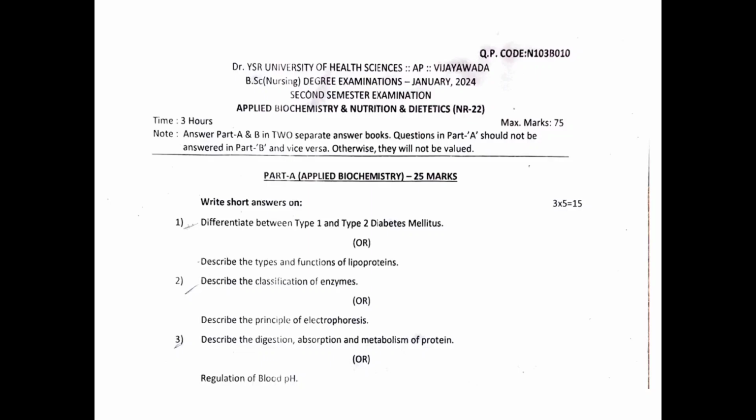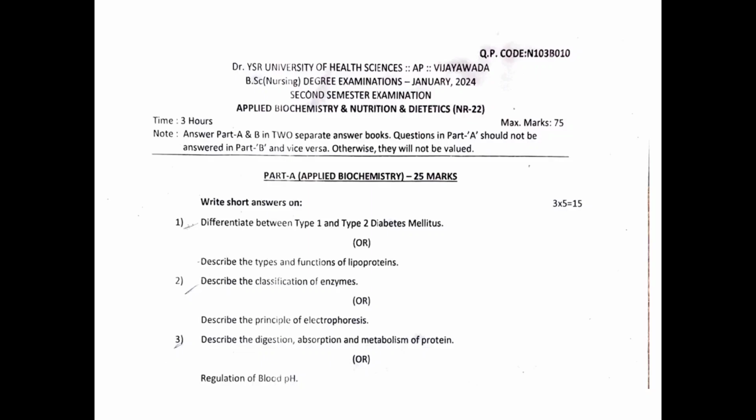Write short notes on. First question: differentiate between type 1 and type 2 diabetes mellitus, or describe the types and functions of lipoproteins. So these are internal choice questions. In one itself they have given 2 questions. Out of the 2 you have to answer 1. All questions are internal choice only.